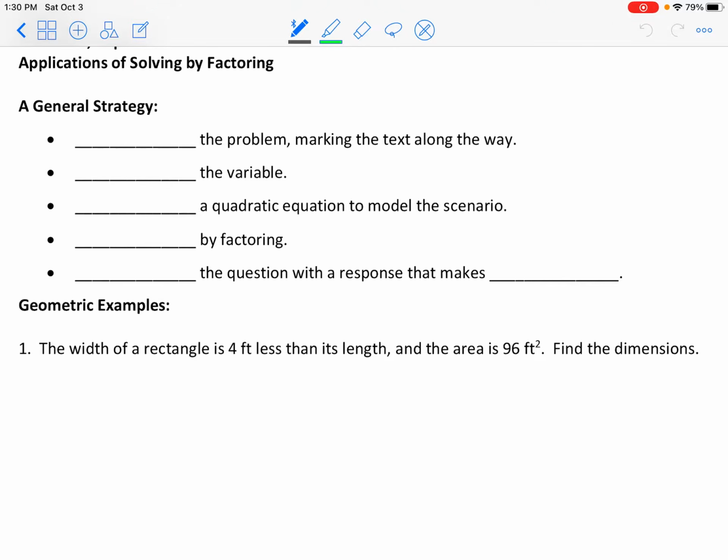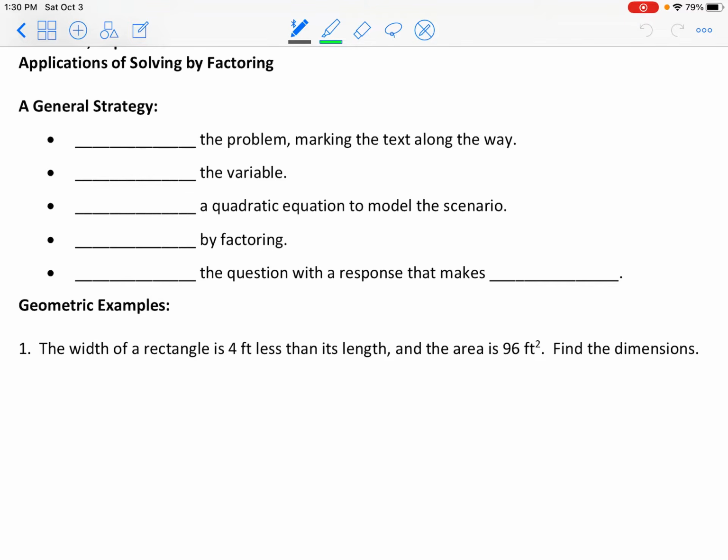a new situation. Now, word problems can be challenging because there isn't exactly one set of steps to solve every problem, right? Depending on the wording in the problem, you're going to have to go through a different process to set up an equation. And that's, again, what makes these challenging.